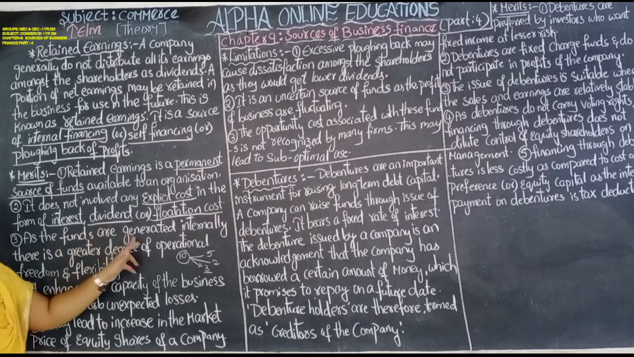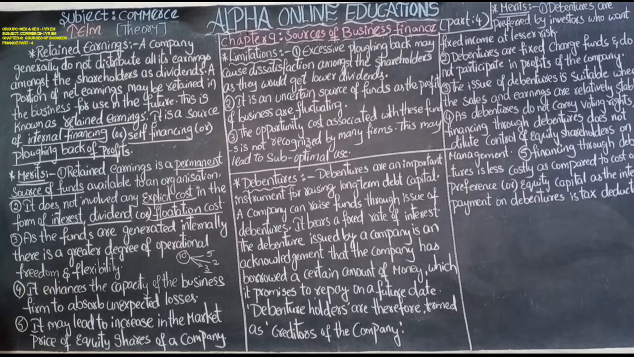As the funds are generated internally, there is a greater degree of operational freedom and flexibility. As these funds are generated within the organization, there is more freedom and flexibility in the degree of operations. Operation means activity. The business can perform its activities very freely and flexibly, means it can change its activities or the nature of its business because it has more reserves, so that it can make certain changes or introduce a new product. Those things can be done with the help of these retained earnings.